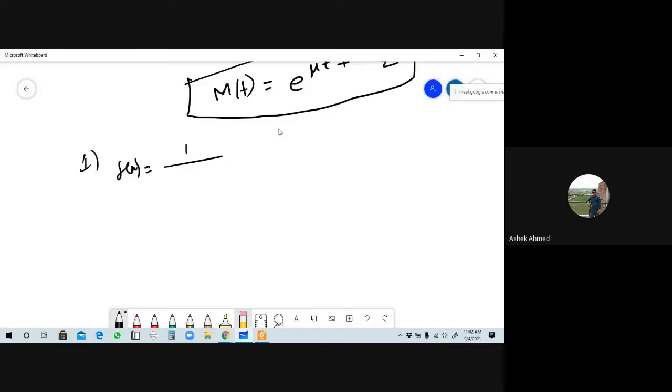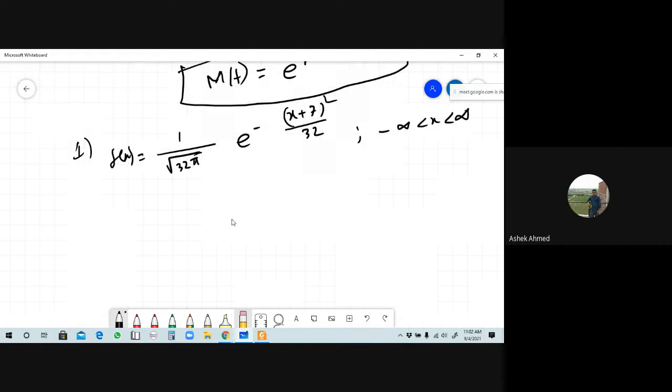This is 1 by root over 32 pi, and e to the power minus x plus 7 whole square divided by 32, and the values of x are from minus infinity to plus infinity here. Understand? Okay. We can write this in this form.